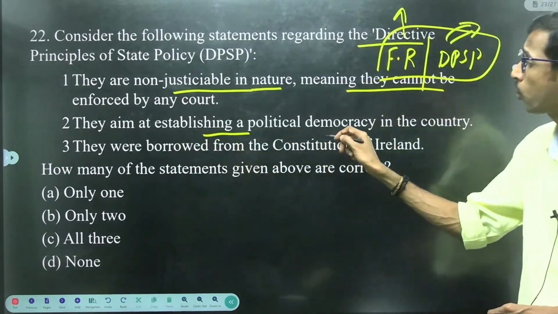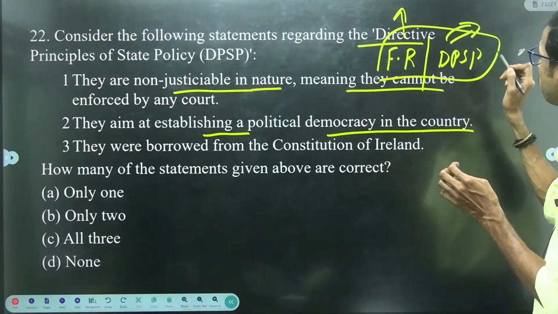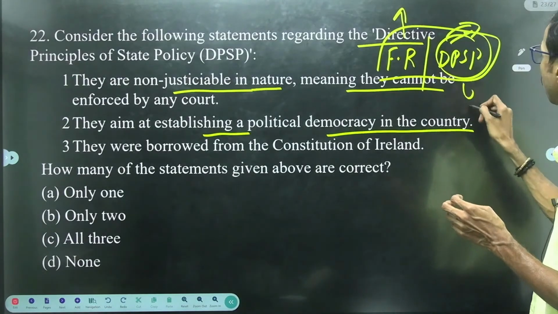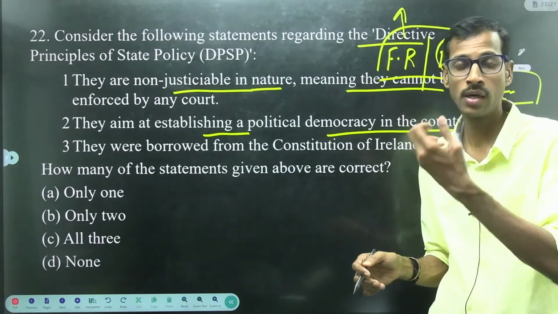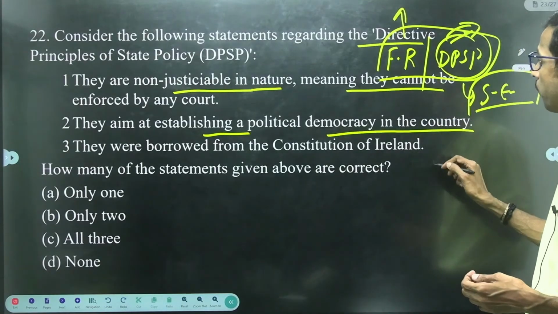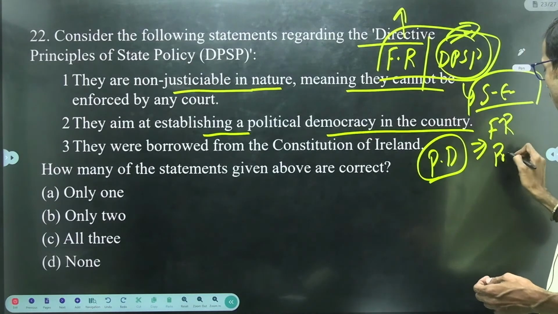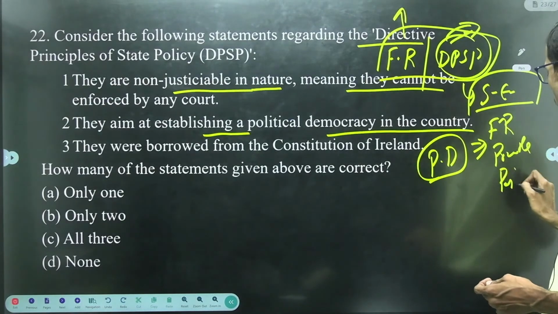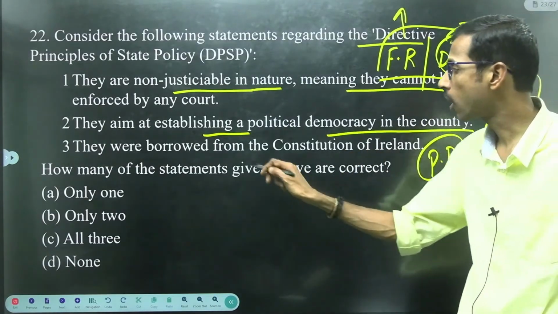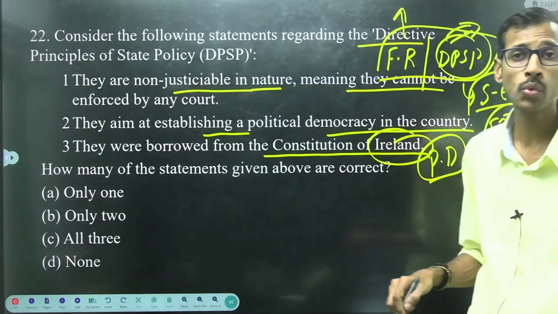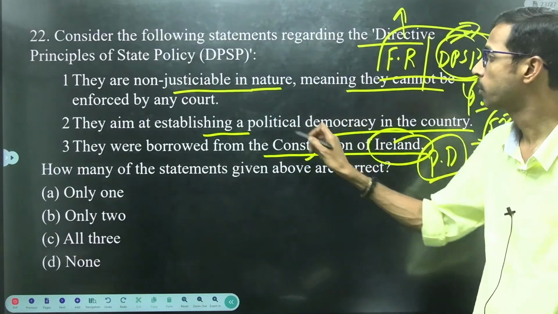They aim at establishing a political democracy in the country. Already we have seen the differences; if you see the DPSPs here, they are only for socio-economic democracy. They will uplift the socio-economic democracy in India, right? But political democracy relates to the fundamental rights, the preamble, and the parliamentary form of government. All these were related to political democracy in India, right? They were borrowed from the Constitution of Ireland, right? We have just borrowed the directive principles of state policy from the Irish Constitution, right? This is correct, but this is not correct.